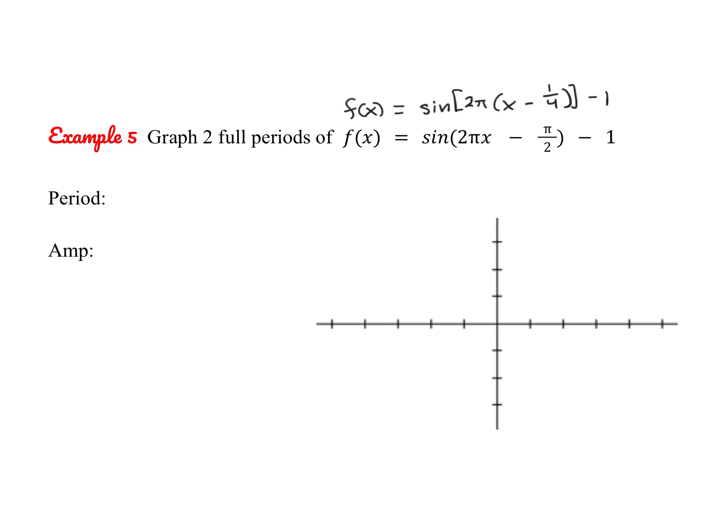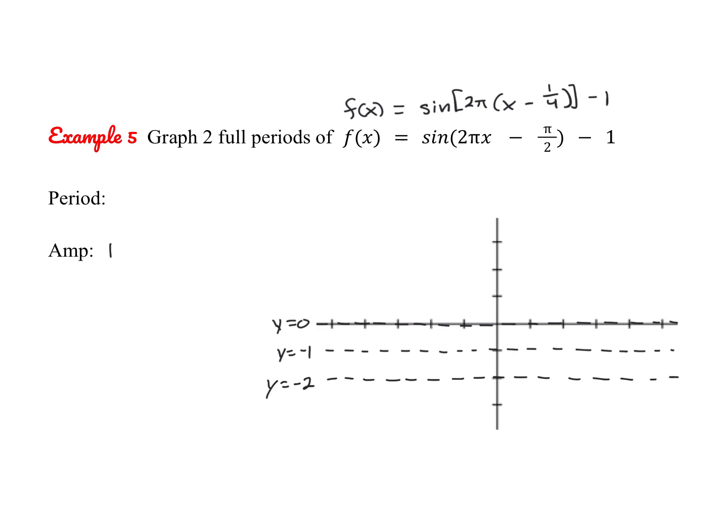So let's start with our midline. So I'm going to say our midline is here at y equals -1. I could see that our amplitude is just 1. So we go up 1 for our maximum, which will be at y equals 0, and down 1 for our minimum, which will be at y equals -2.